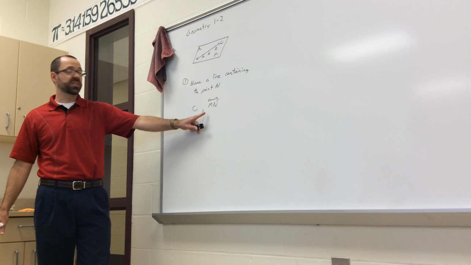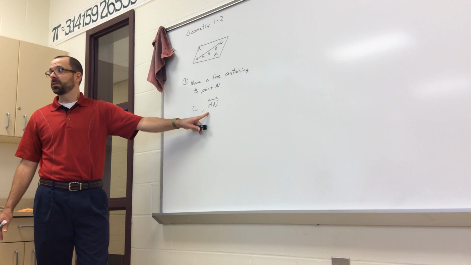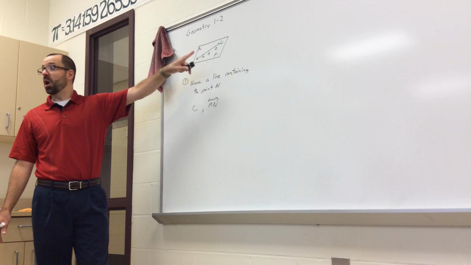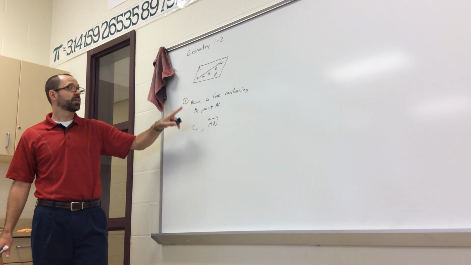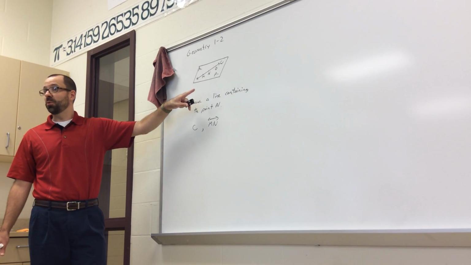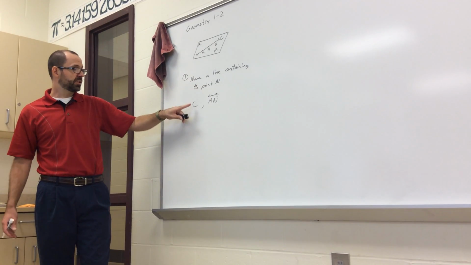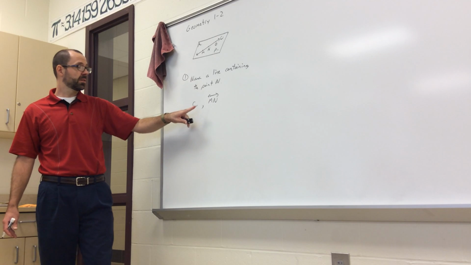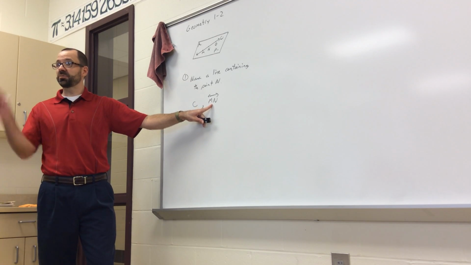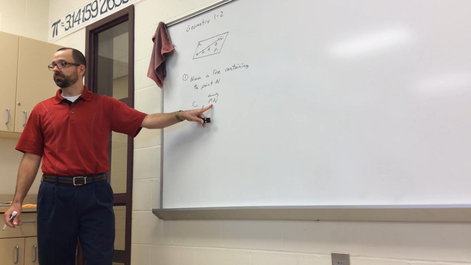Okay, so another possibility is MN. Another possibility would be MO. A third possibility would be NO. Anytime you name a line, you use a cursive letter, or you use 2 letters with the little line symbol on top of it.